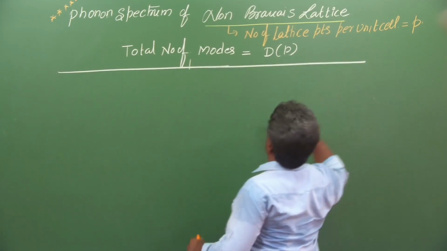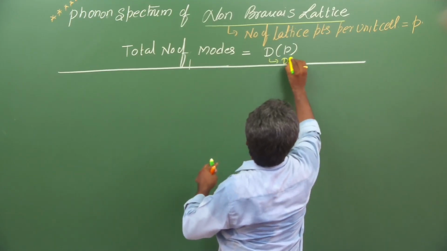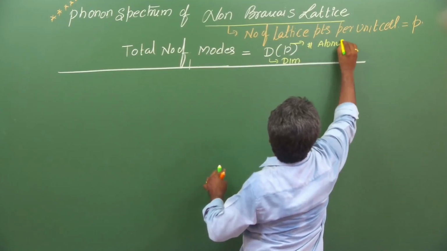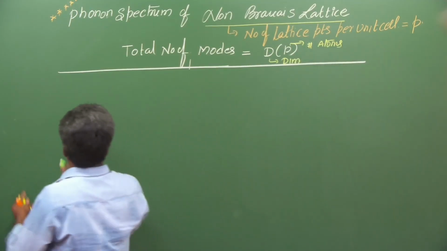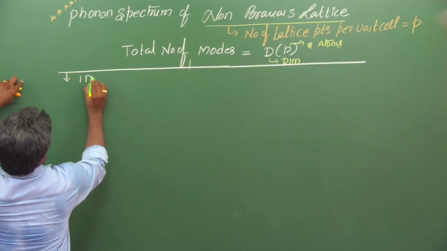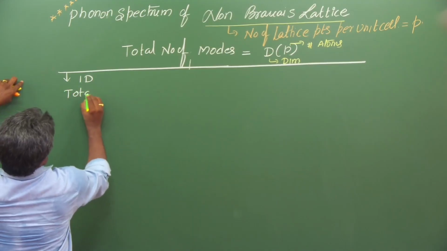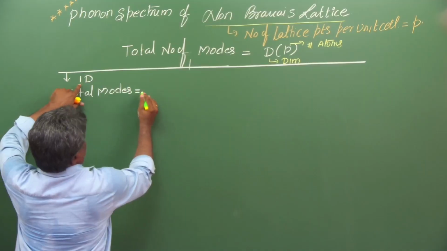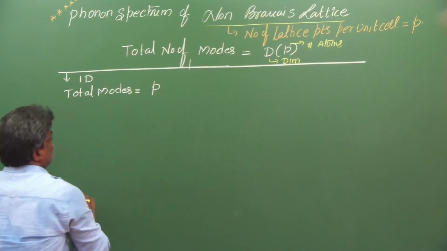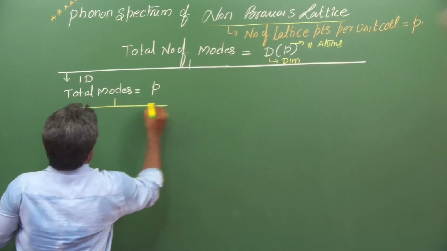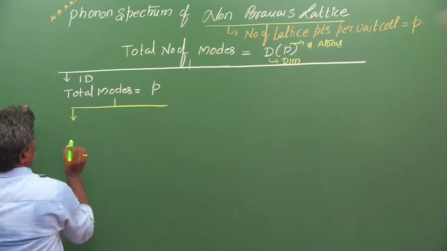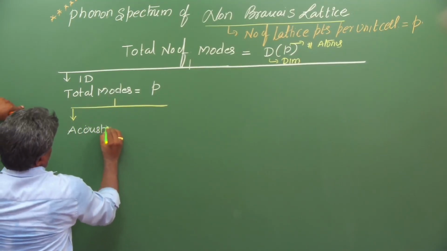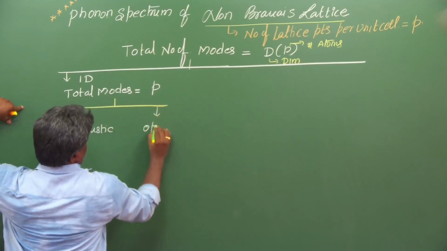Now I am taking D for dimension, and we have taken the number of atoms as P. Now I am taking one dimension, so please say the total modes of vibration. It is one dimension. How much? P. And this total modes has two types, as we have already seen: one is acoustic, another is optical.